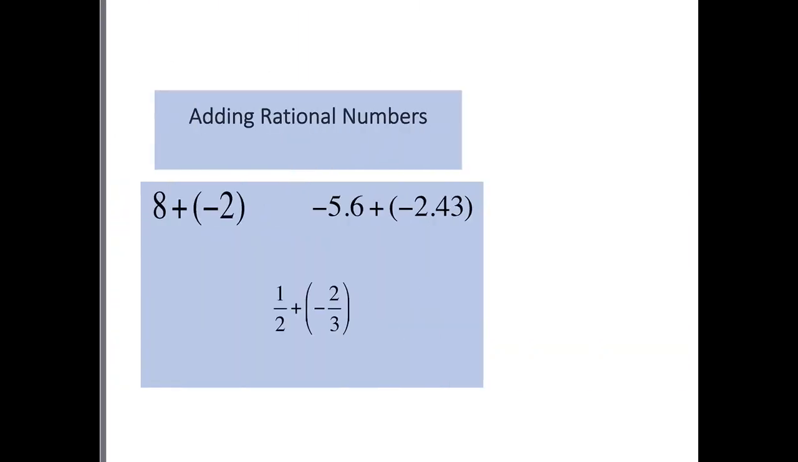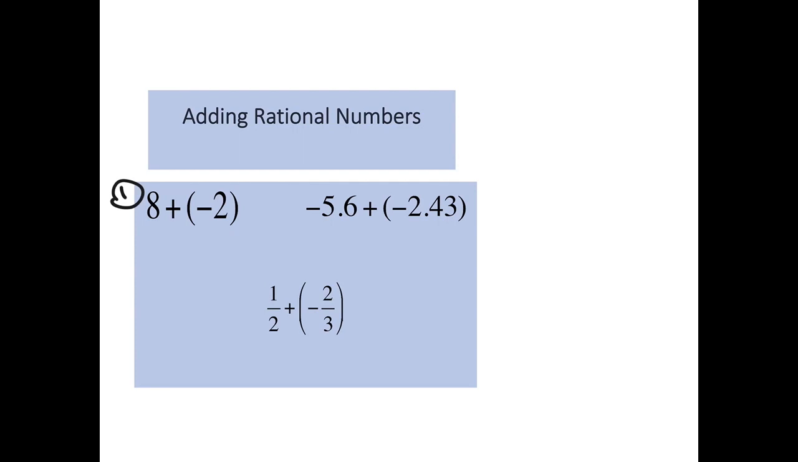Okay, let's look at these 3 problems of adding rational numbers. So for the first one here, 8 plus negative 2. 8 and negative 2 have different signs. One is negative, one is positive. So I'm going to subtract their absolute values. So I'm going to say 8 minus 2, which is 6.